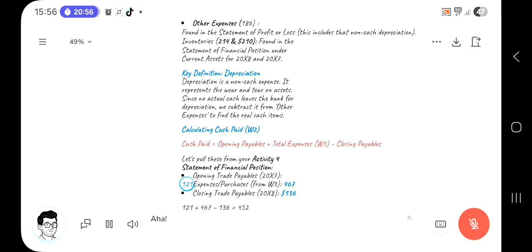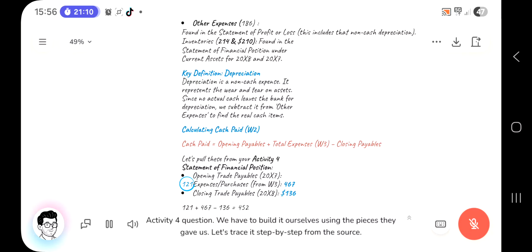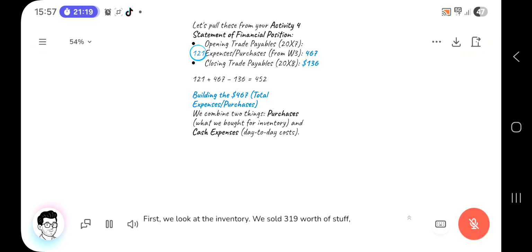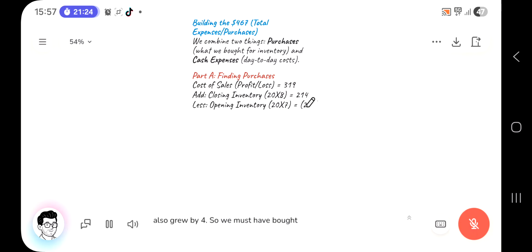Aha! Good eye. You're right. The number 467 isn't sitting there in the Activity 4 question. We have to build it ourselves using the pieces they gave us. Let's trace it step by step from the source. First, we look at the inventory. We sold 319 worth of stuff, but our stock also grew by 4. So we must have bought 323 worth of goods from suppliers.